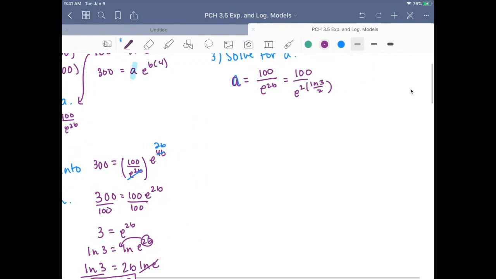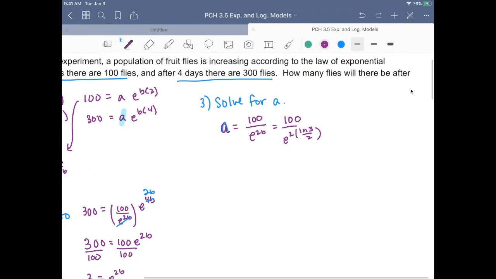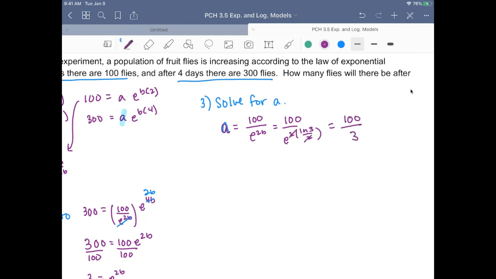Leaving us with a is equal to 100 over 3, because the 2's cancel, and then e to the ln of 3 is just 3. Okay, next we're going to substitute that back in and write the equation.